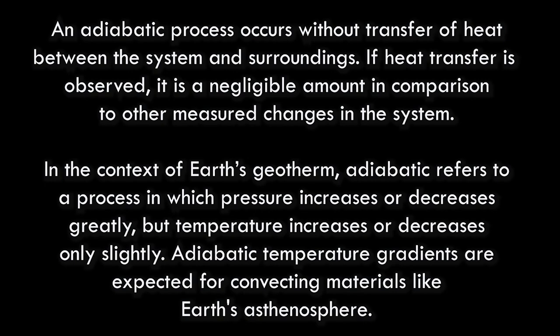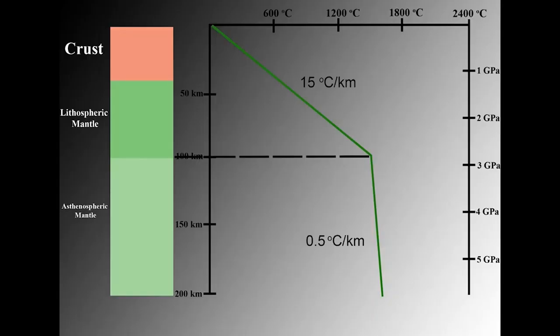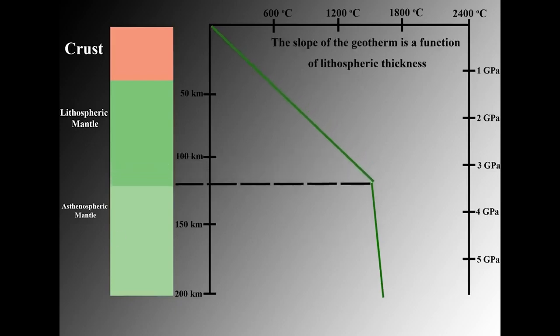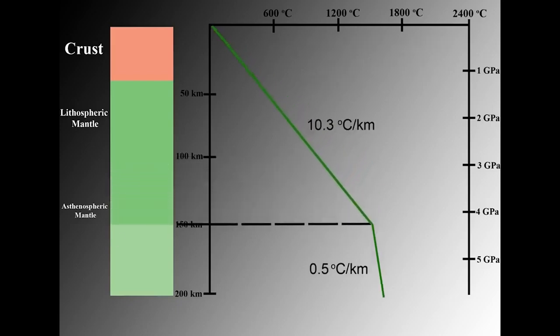Adiabatic temperature gradients are expected for convecting materials like Earth's asthenosphere. In this case, the asthenosphere's temperature remains almost constant with depth, changing only a fraction of a degree per kilometer. This is different from the lithosphere's conductive geotherm, where temperatures change several degrees per kilometer of depth. The slope of this geotherm is a function of lithospheric thickness.